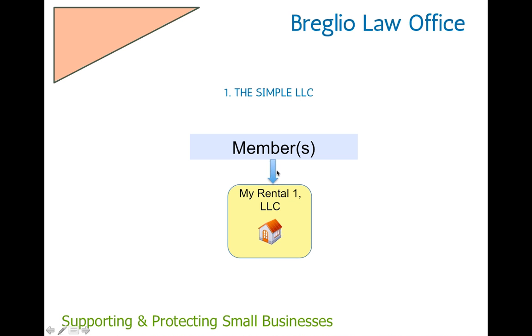And if you have multi-members in this, then you get both the charging order protection and the corporate veil protection. So this is a great situation. Okay, and very simple. You have one company, one bank account. If you have multiple members, you have one tax return. Very simple and straightforward to use, and generally the recommendation for beginning investors.